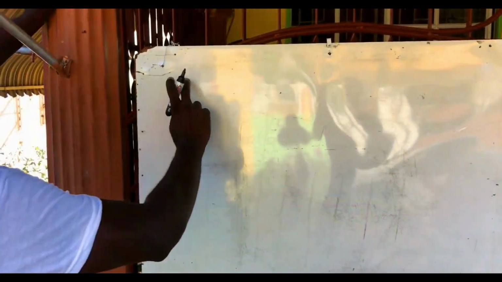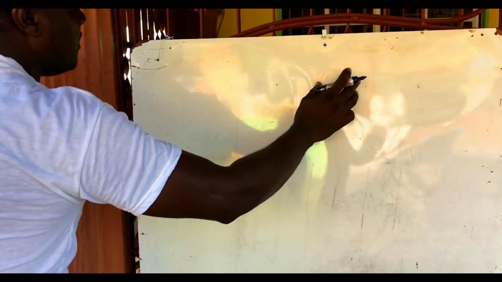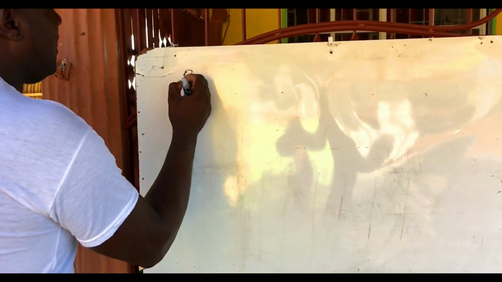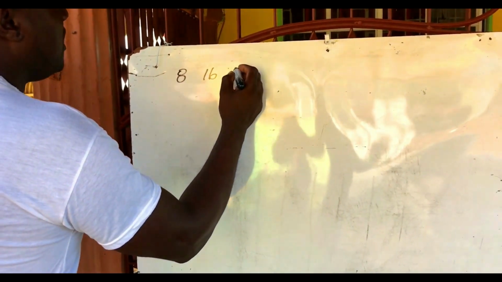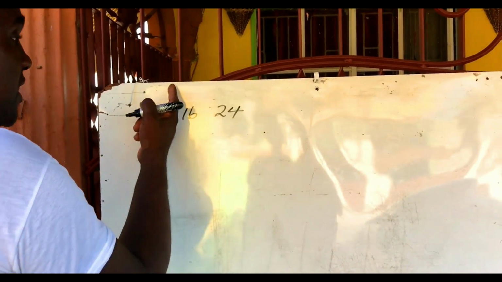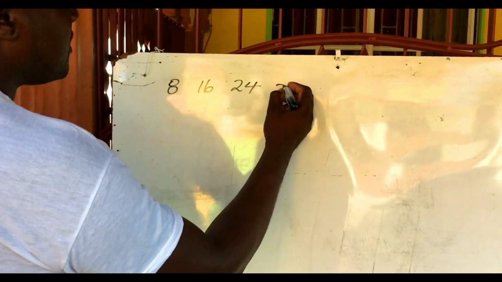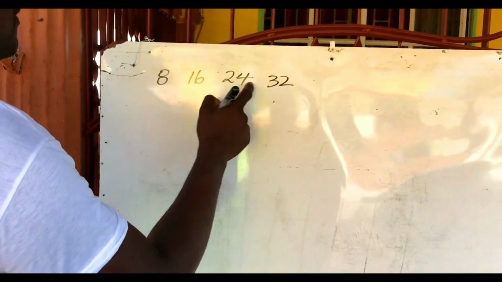For our 7 times, you definitely need to know your 7 times. So let us look at our 8 times. 8 ones is 8, 8 twos is 16, 8 threes is 24. Now remember, 8 threes is 24. It's the same 3 times 8, which gives us 24. So each time we are adding 8. 8 fours is 32, which is the same thing as 4 8s.